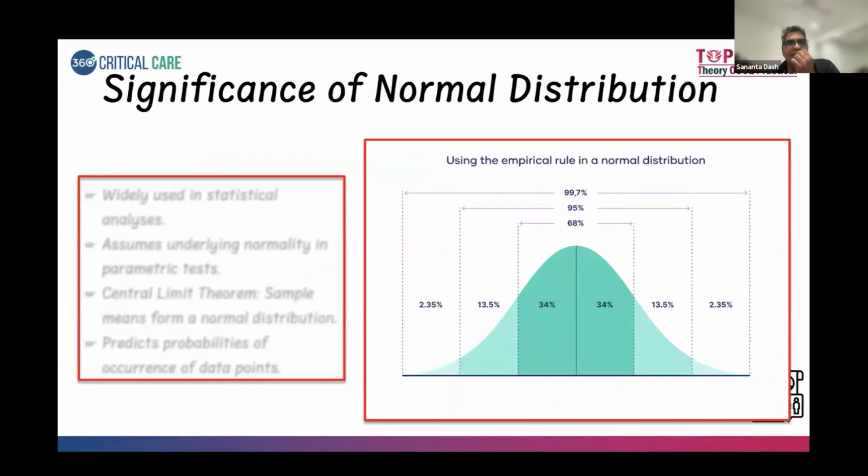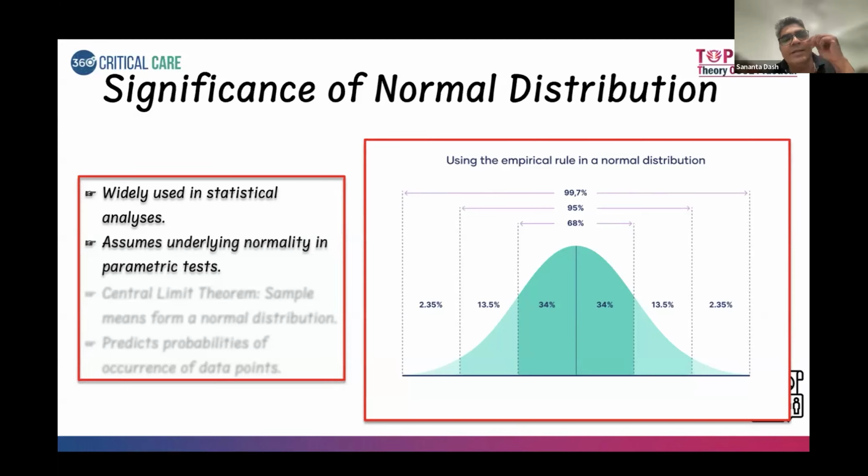Now, what is the role, the significance? This is widely used in statistical analysis. People prefer to have their data normally distributed so that you can use easier tests, as the previous speaker described about the tests, whether normally distributed or non-normally distributed, that is a determining factor when you are using a statistical test. So you prefer your data to be normally distributed. It assumes the underlying normality in the parametric test. So you can use parametric tests, the specific tests for normally distributed data.